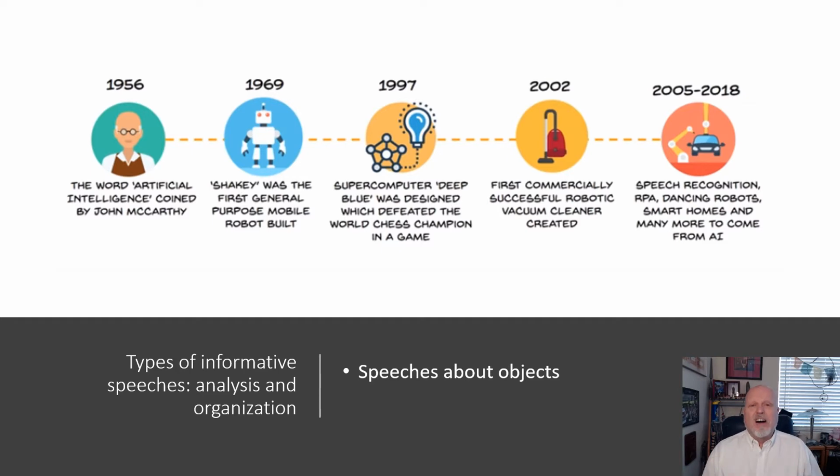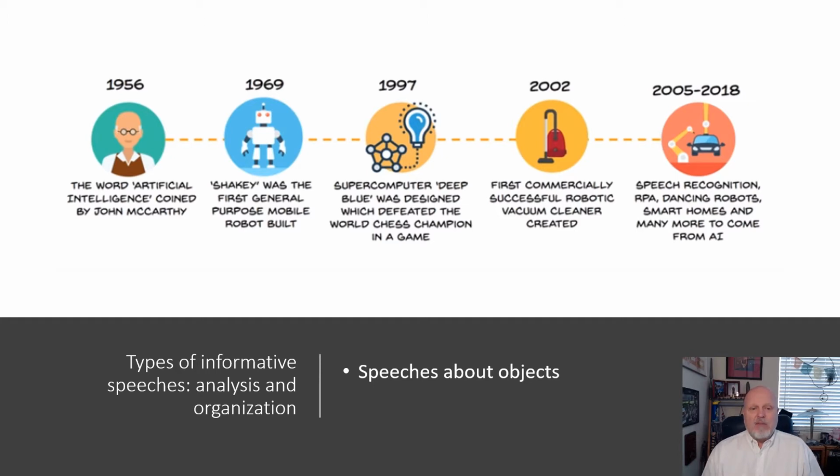This is a common type of speech that you will encounter when you seek to inform people. It can be about objects. Artificial intelligence, for instance, is a type of object that you might explore and talk to people about, as well as other things that are very important to you, such as if you want to inform someone about your favorite car, or perhaps your favorite type of ice cream.